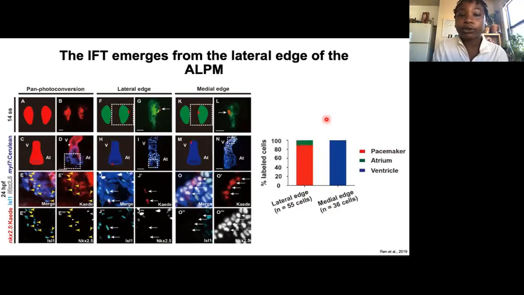In total, the group saw that over 80% of the cells that were photoconverted at the lateral edge later contributed to the pacemaker fate at the inflow tract. So after fate mapping inflow tract progenitor cells to emerge from the lateral edge of the heart, the group then sought to identify the genetic factors responsible for activating inflow tract identity in this precise region.